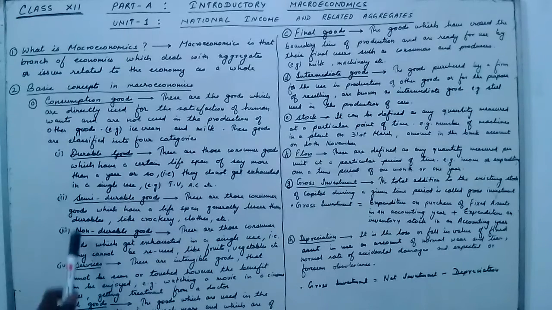The third is the non-durable goods. These are those consumer goods which get exhausted in a single use. This word is very important, single use. It gets consumed in a single use. A very good example of these are fruits. They cannot be used for 1 year; they are directly consumed. Then vegetables, also milk. They can be consumed at once. So these are called non-durable goods.